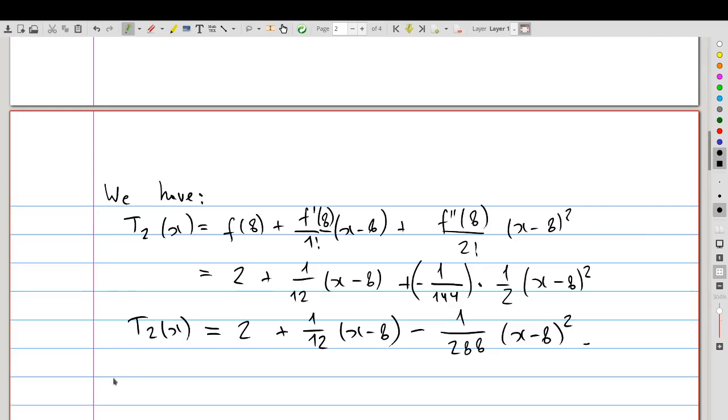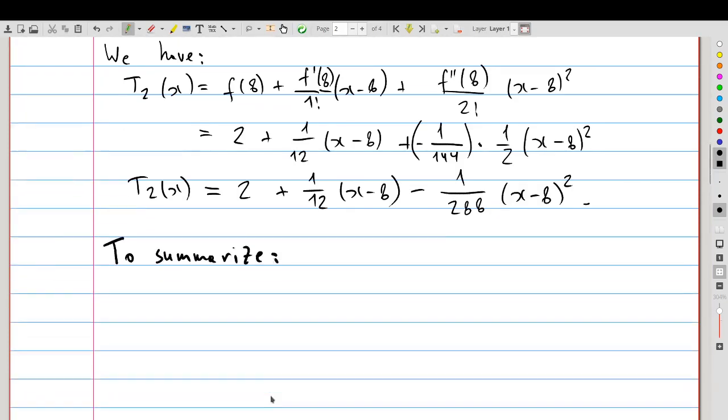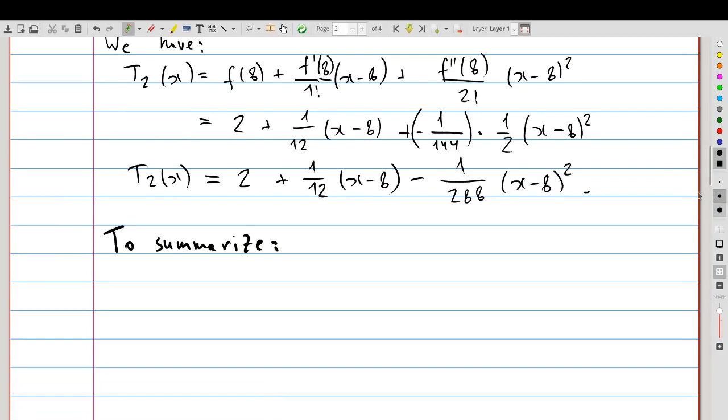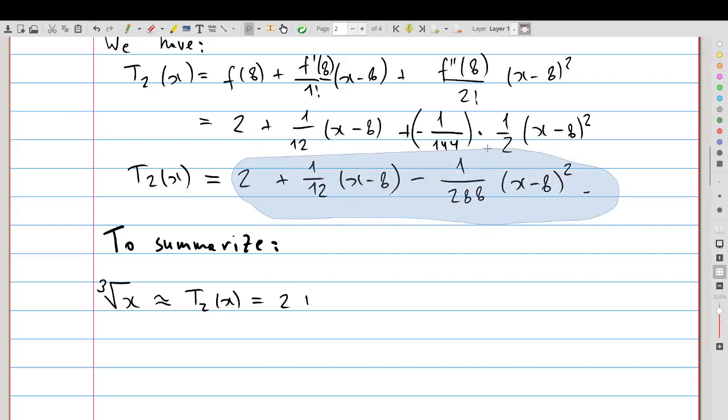So to summarize, we have just shown that cubic root of x is approximately t2 of x, which is equal to 2 plus 1/12 x minus 8 minus 1 over 288 x minus 8 squared, the expression here.